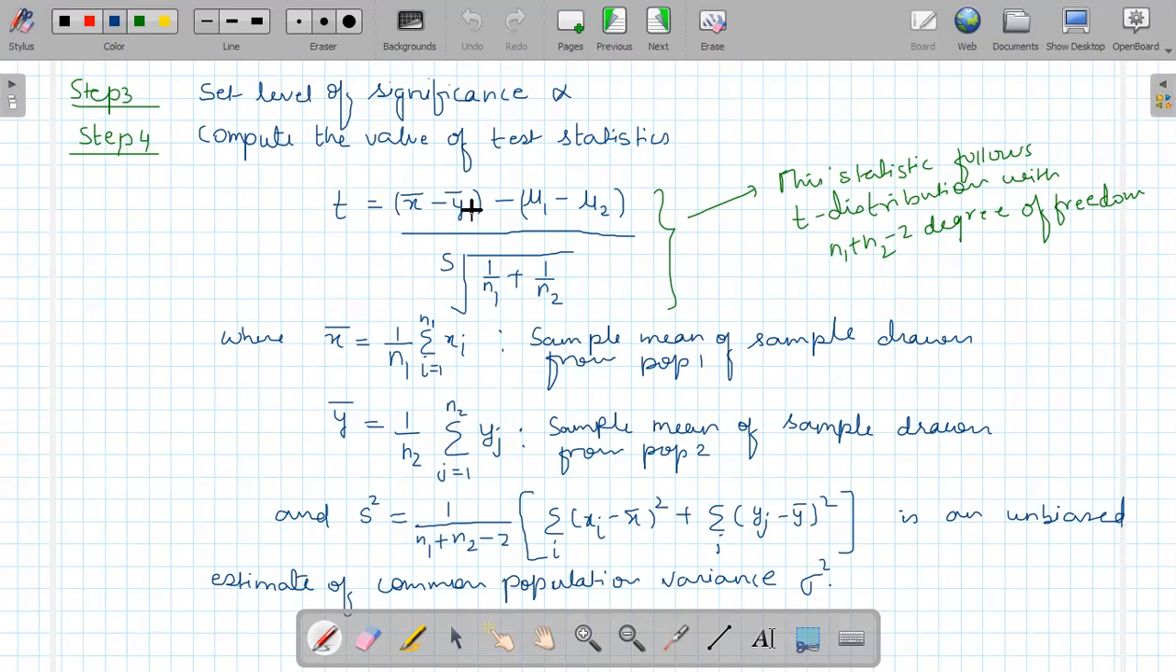where x bar is the mean of the sample which is drawn from the first population, y bar is mean of the second sample which is drawn from the second population, s square is the common population variance which is obtained by sample information, that is 1 upon n1 plus n2 minus 2 into summation xi minus x bar whole square plus summation yj minus y bar whole square. सैंपल की इंफॉर्मेशन से हम पॉपुलेशन वेरिएंस का एस्टिमेटर कैलकुलेट कर रहे हैं. This is treated as unbiased estimator of common population variance sigma square.